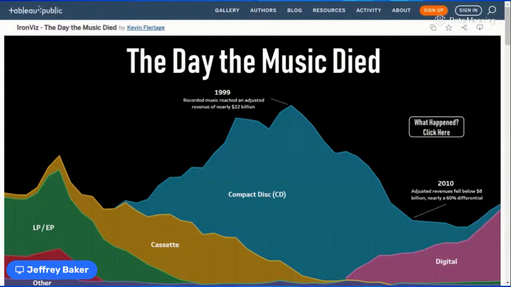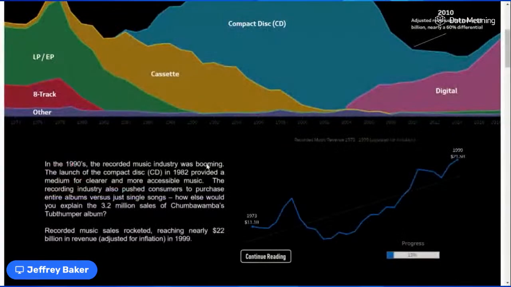Okay, so I won't rewind everything I just said, but you can get a sense of the area chart now when you see this chart. And again, Kevin is one of the Tableau Zen masters. I follow him. If you haven't looked at his Tableau Public page, there is an infinite amount of amazing things there. Plus, the Fleurlage twins also have a blog, so there's tons of stuff you can dig into there. But this is what I was talking about just a moment ago.